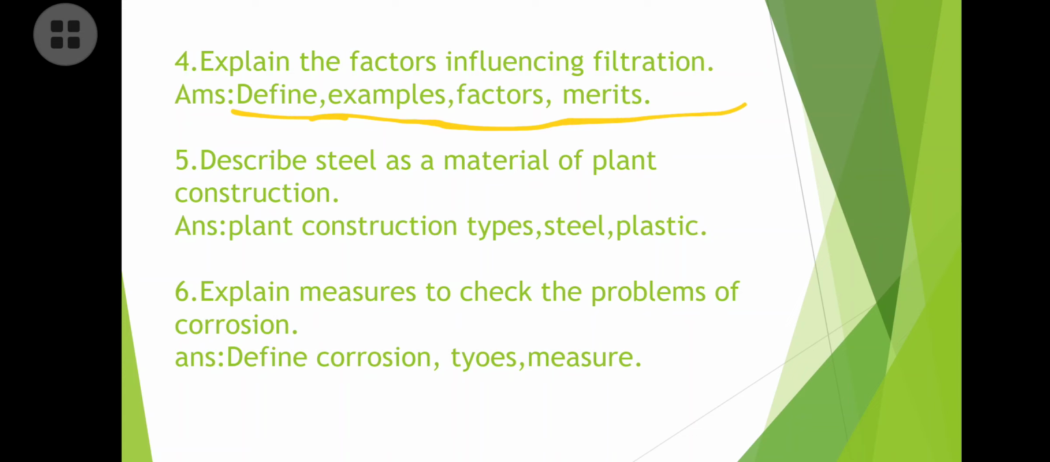If they ask about steel, you define plant construction types and write about steel. If they ask about plastic, it is the same plant construction, you write the types and write about plastic in detail. Steel is very important, plastic is important too. Where do we use everything?